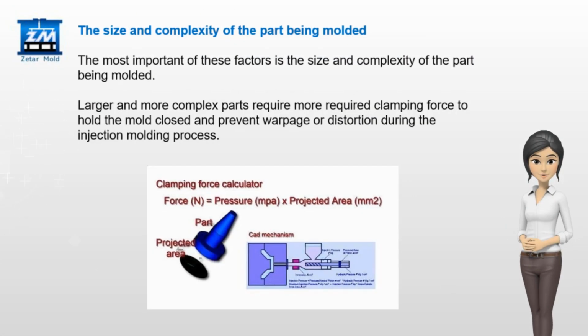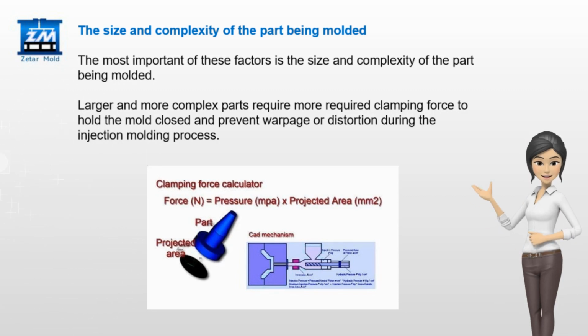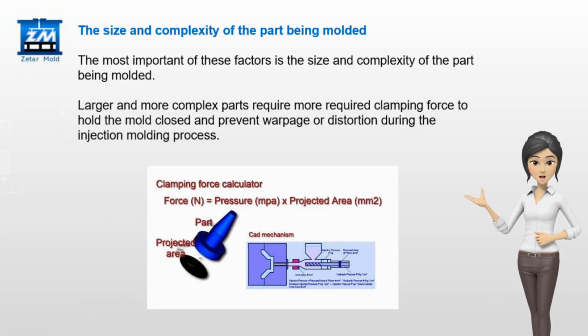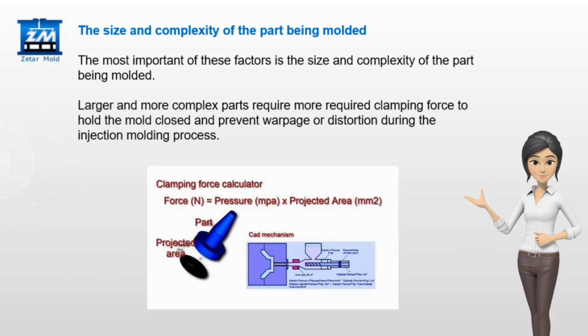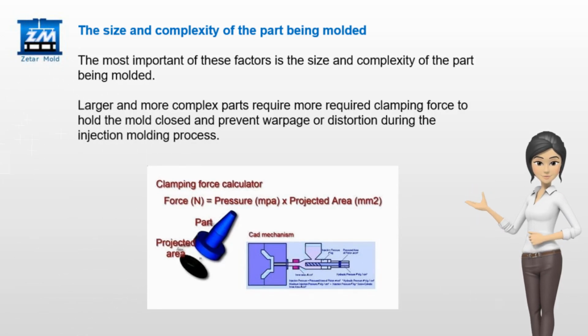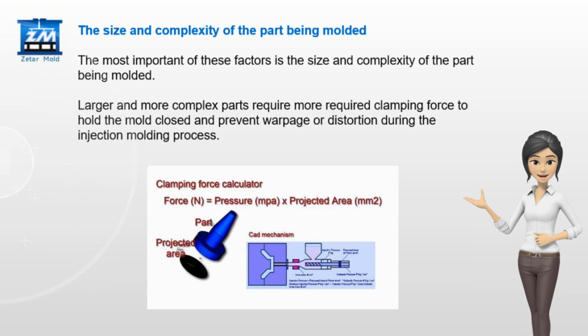The size and complexity of the part being molded. The most important of these factors is the size and complexity of the part being molded. Larger and more complex parts require more clamping force to hold the mold closed and prevent warpage or distortion during the injection molding process.